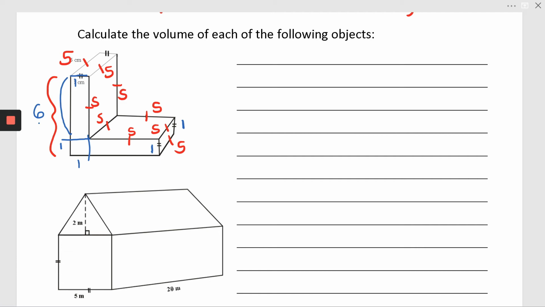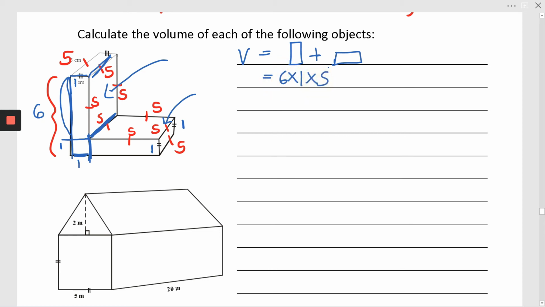And so what I'm going to do to add up the volumes is I'm going to do this block here, all the way including that. And then I'm going to do that block there, and I'm going to add them. So I'm going to say that my volume equals the long tall block plus the flat bit. So that's going to be a length times breadth times height. So that's going to be, let's look at it, 6 times the 1, and then I need to think, how far deep does it go? Goes all the way across there. That is 5. So that's going to be 6 times the 1 times the 5.